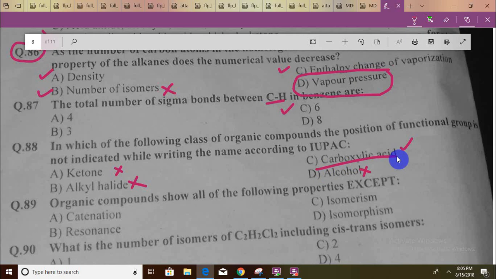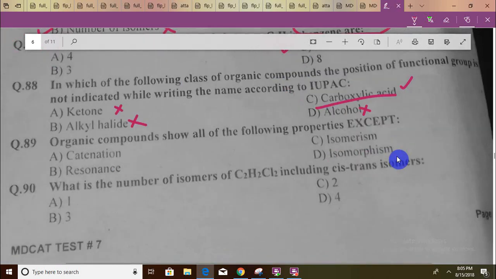Organic compounds show all of the following properties except: catenation is this ability to have so many carbons, carbon on carbon on carbon on carbon. Resonance is shown by a lot of compounds, and isomerism. Isomorphism is something that is shown by crystalline structures, inorganic crystalline structures in general.